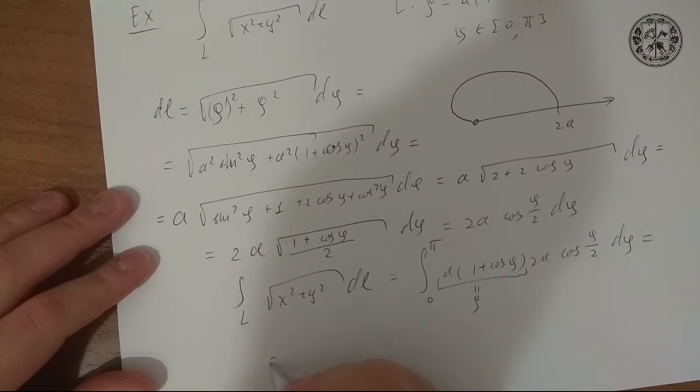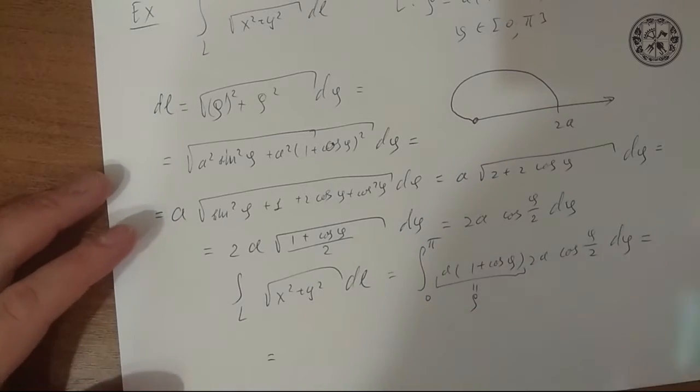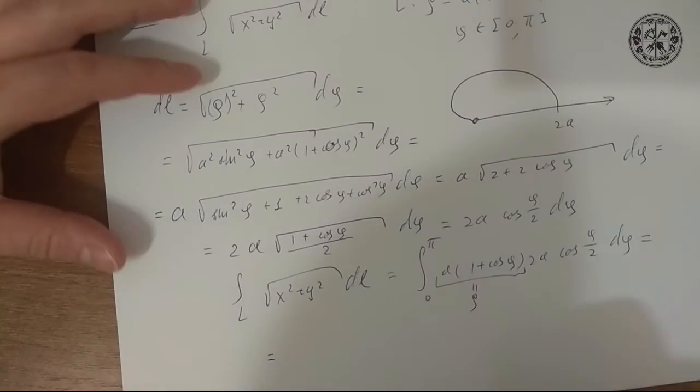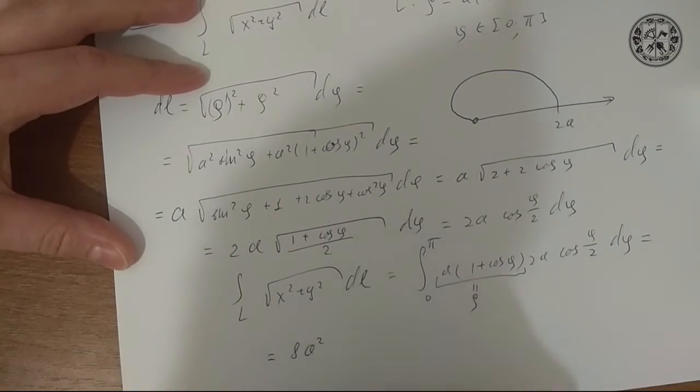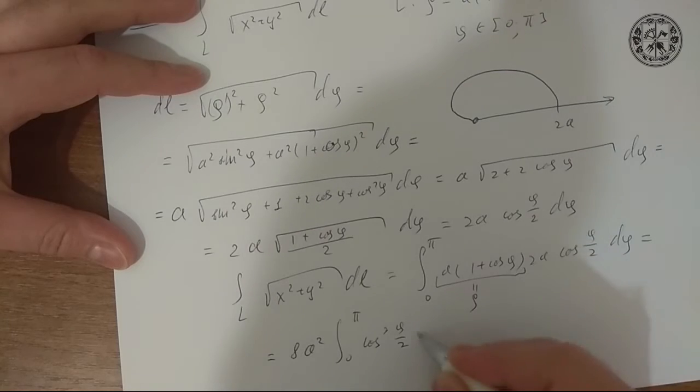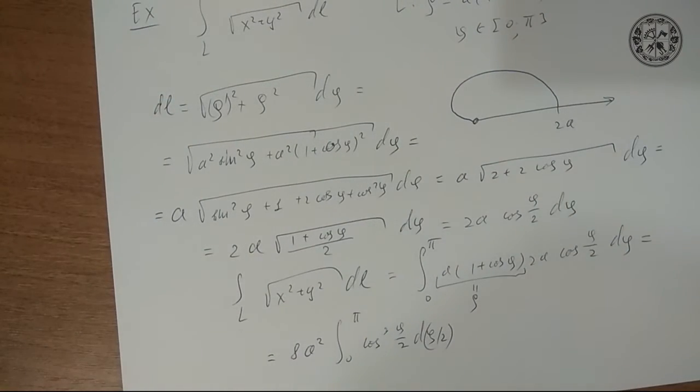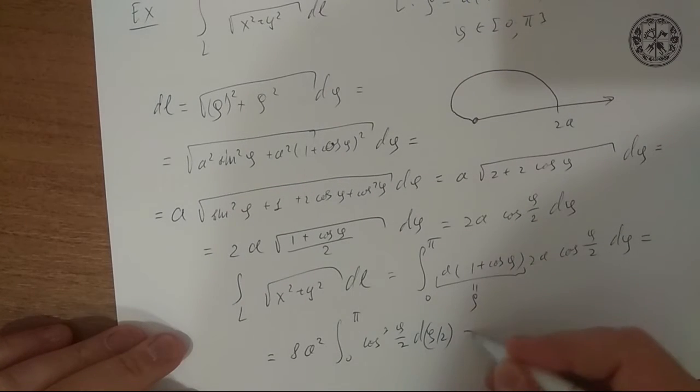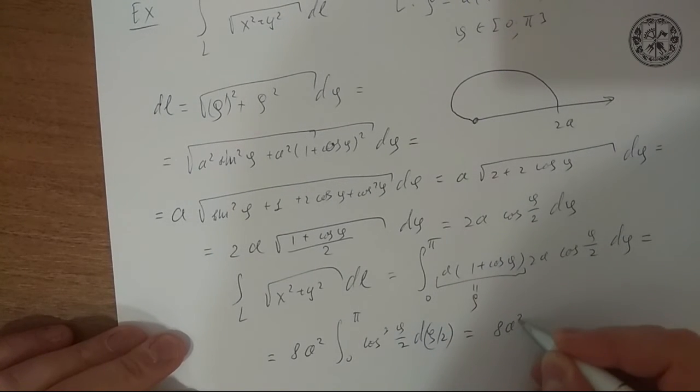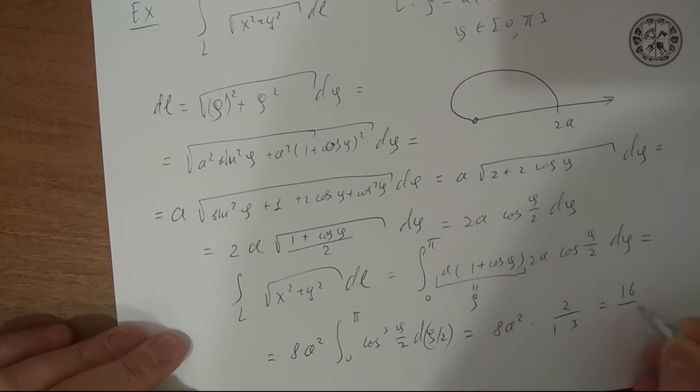Now, integrating this function, we will get 8a squared, integral from 0 to pi, cosinus power 3 phi over 2 d phi over 2. And now we can use Wallis formula. We'll get 8a squared multiplied by 2 over 1 by 3, which will be 16 over 3a squared.